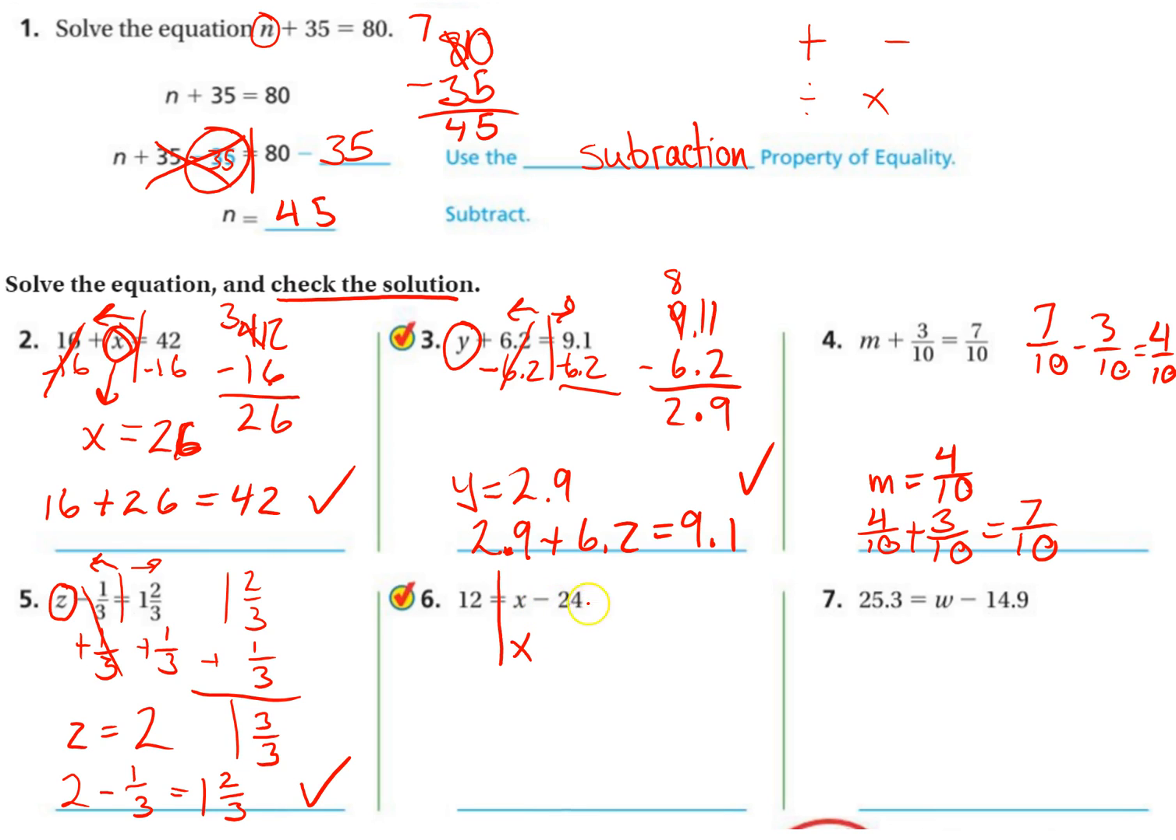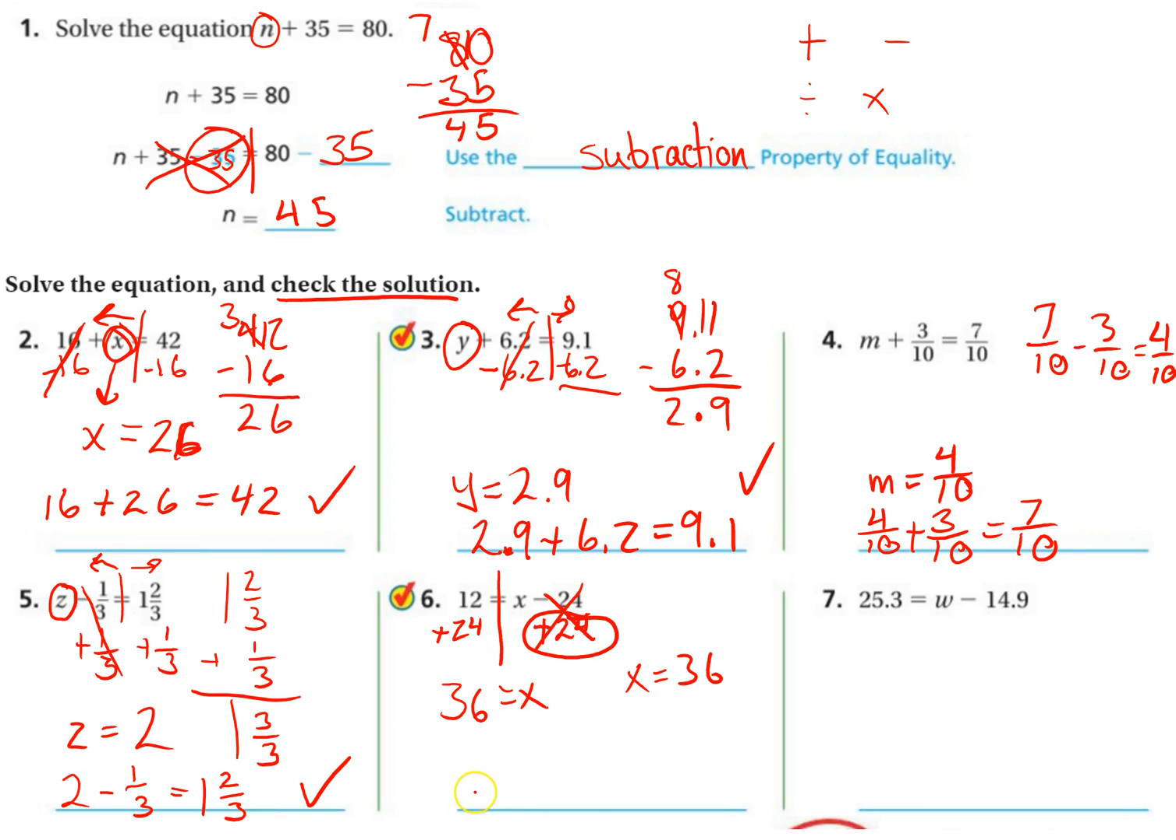So to get rid of this minus 24, we have to do the opposite. The opposite of subtraction is addition, and we add the same number. So minus 24 plus 24, that gets rid of the 24, leaving us with just x on this side. And then since I added 24 on the right side, I have to add 24 on the left side. Okay, 12 plus 24 is 36. So 36 equals x, or we could write it as x equals 36. Either way, those mean the same thing.